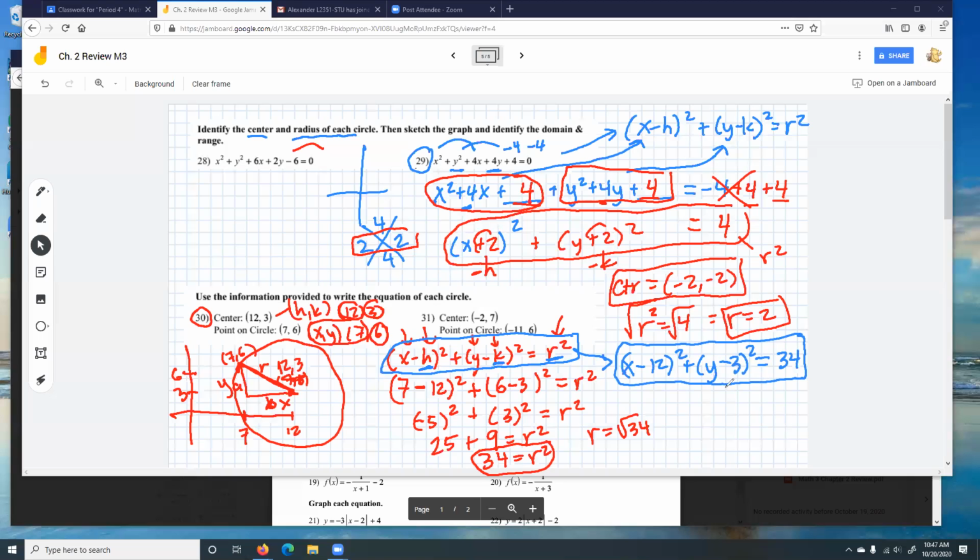So that is how you find the equation of a circle given a point on the circle and the center of the circle. You're going to have to do that on the next test. Okay, so here's one for you to practice, 31. You get to practice 31 to make sure you can do that.